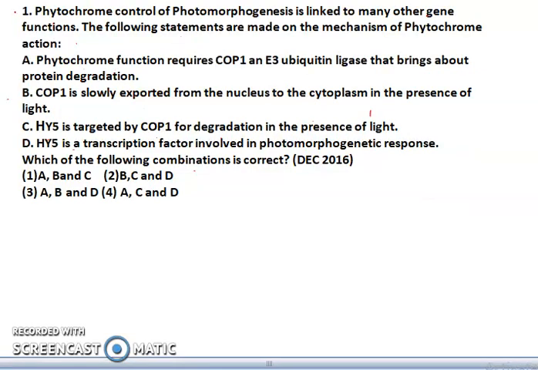Now this is our first question. Phytochrome control of photomorphogenesis is linked to many other gene functions. The following statements are made on the mechanism of phytochrome action. These are all the action of phytochrome, from which we have to find the correct combination.